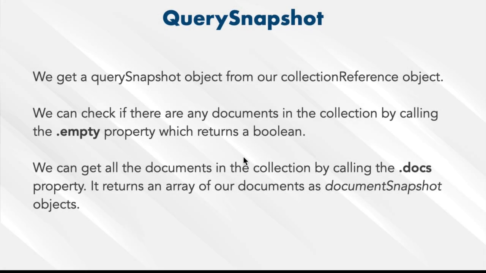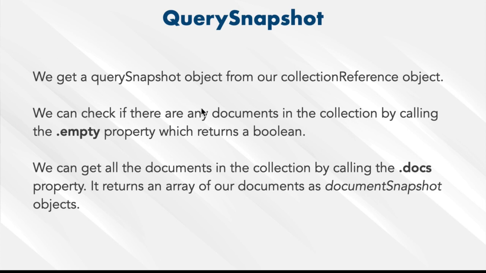Okay, so now that we have understood what the document snapshot object is, let's look at the other type of snapshot we can get, which is a query snapshot or a collection snapshot, if you want to see it like that. So we get our query snapshot object from a collection reference object, and it is very similar to the document snapshot object that we just looked at. The only difference is that there's a couple other properties that reflect the fact that we're looking at a collection.